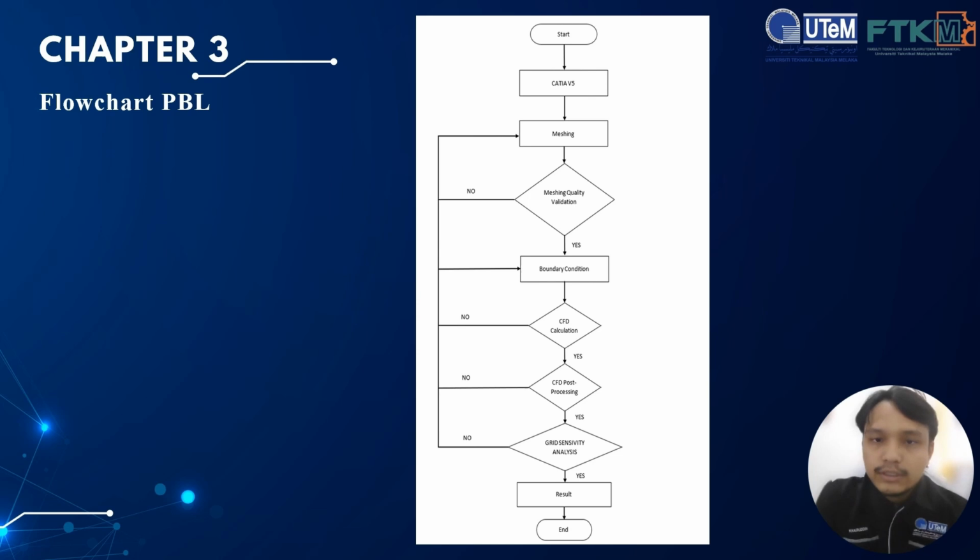So here is the flow chart. As you can see, it starts with start, capital B5, meshing, quality validation, boundary conditions, CFD calculation, CFD processing, grid sensitivity analysis, result and end.